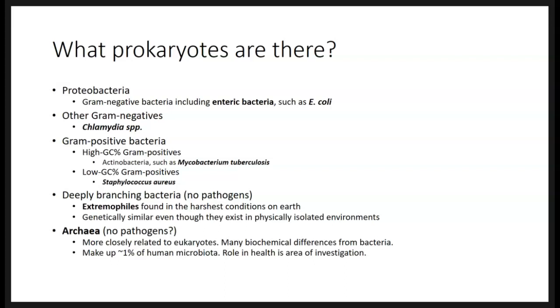There are low GC% gram-positives, which have less than 50% G and C in their genomes, and these include Staphylococcus aureus.